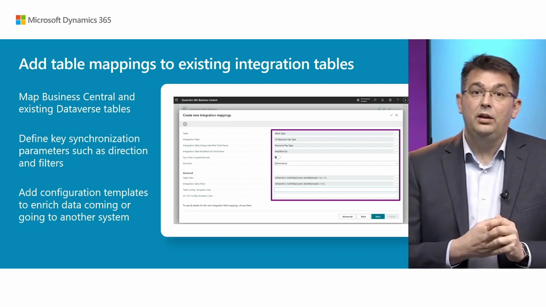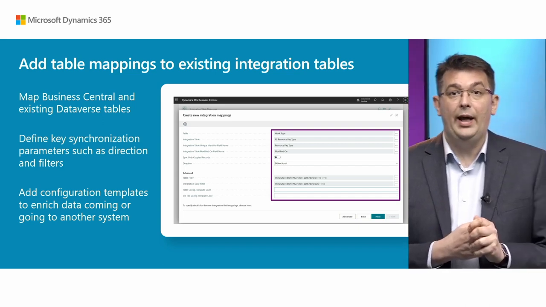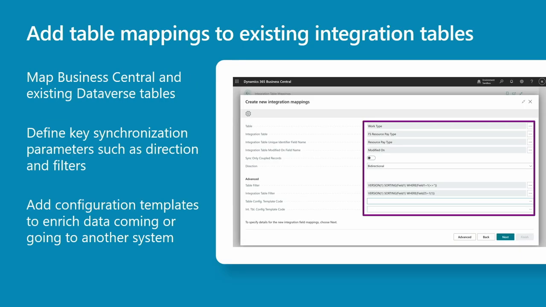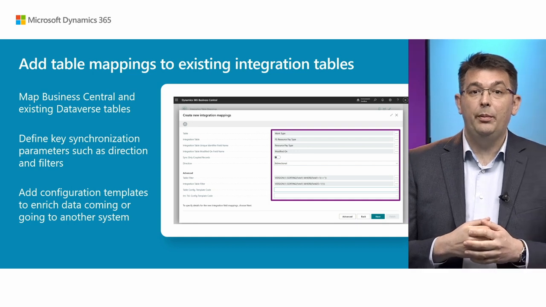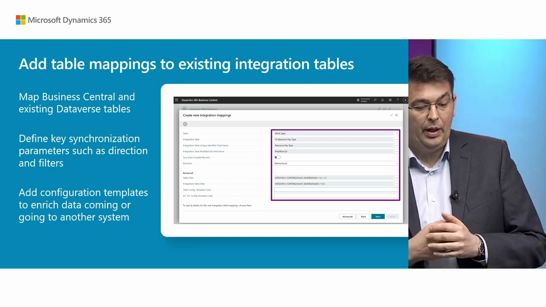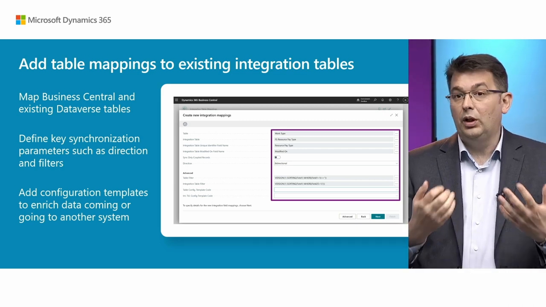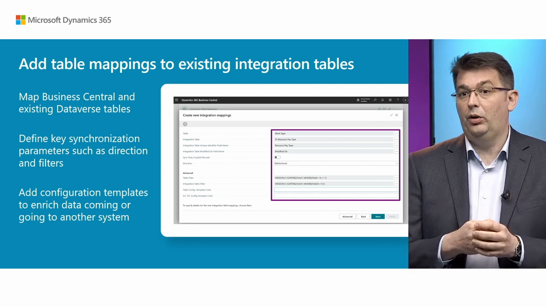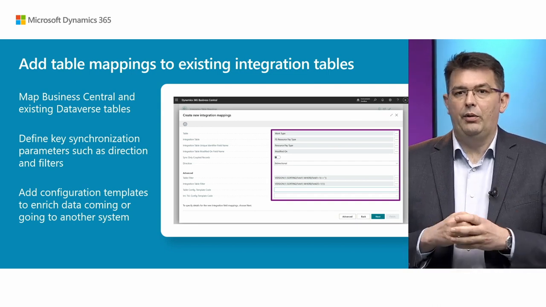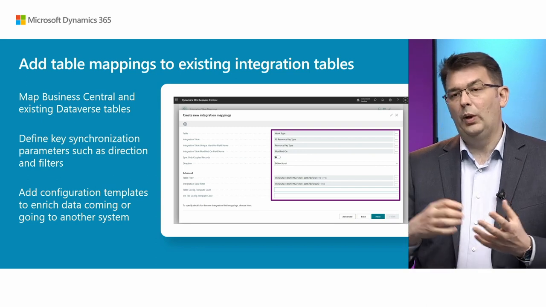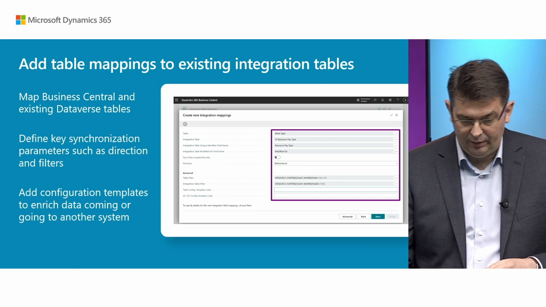Another addition that we've added in here is a capability to add table mappings to existing integration tables. That has been a recurring request from our partners and our customers. And right now what you can do is simply go and define new tables that you want to map. You define the key synchronization parameters such as direction and filters. And after that, you can also define configuration templates that are going to be applied in either of the directions, when data comes in Business Central or when the data comes in Dataverse.